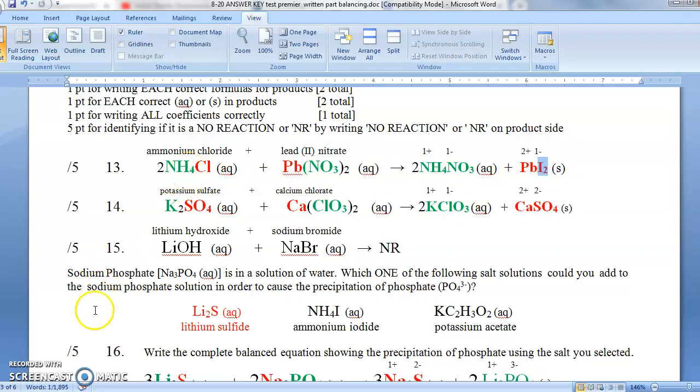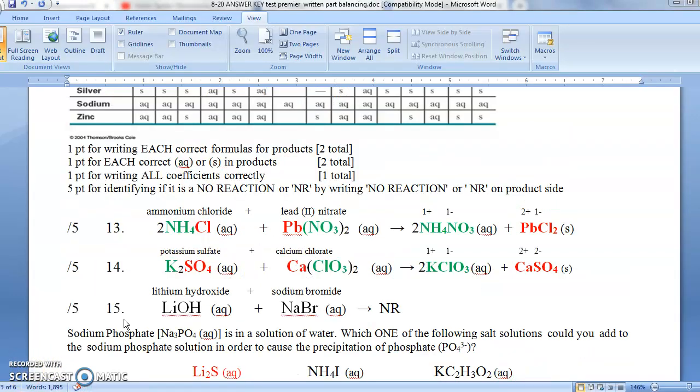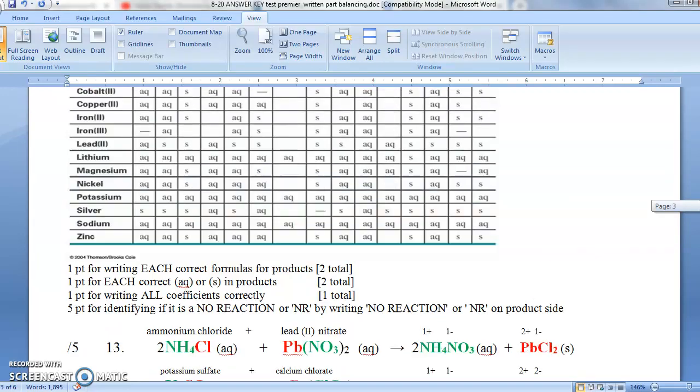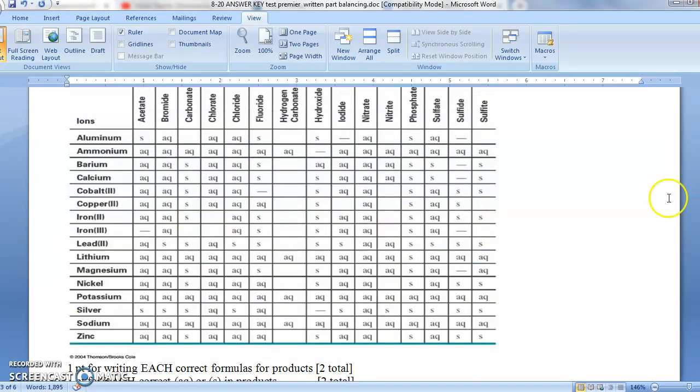Hold on. I certainly hope you guys caught that little mistake. I had chloride here, and for some reason I wrote iodide over there. That's potassium chloride. Let's make sure that that's still right on number 13.